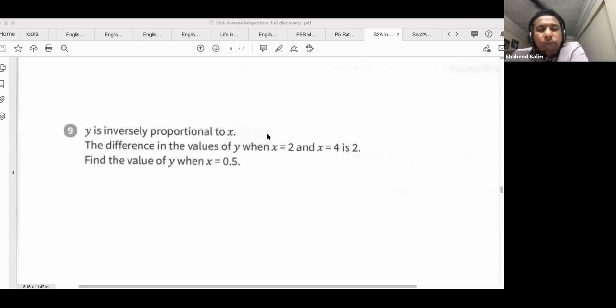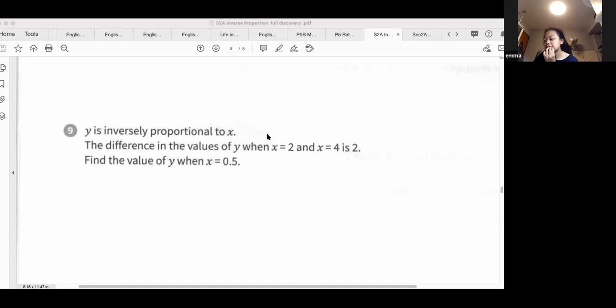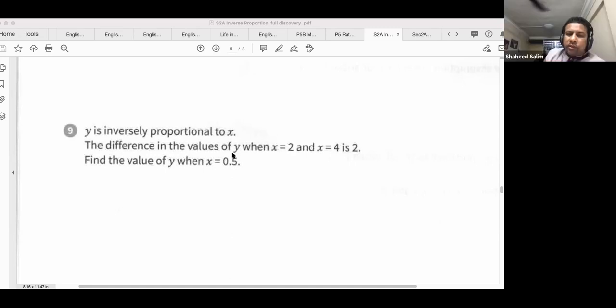So how? Your clue is here. Y equals K over X. Do you agree? So now that's why we cancel the Y. This is actually Y, because Y is equal to this. So you do like that.